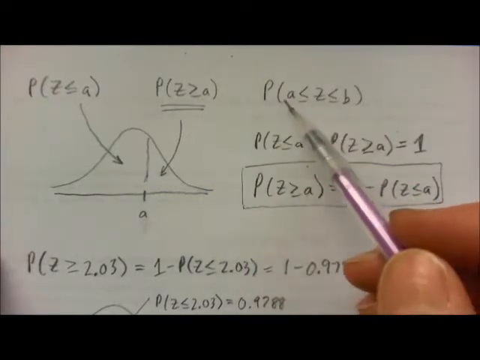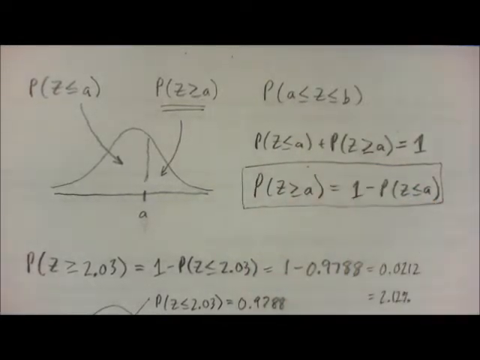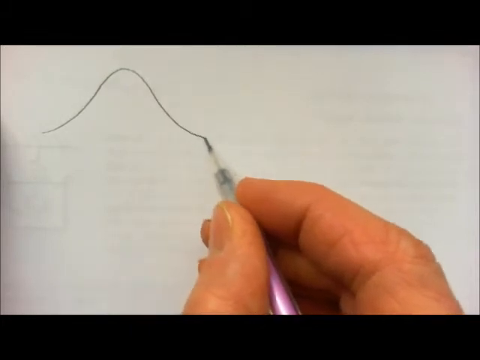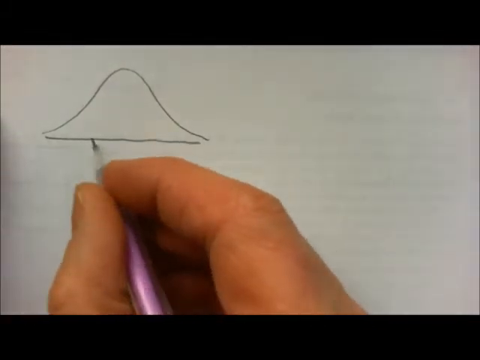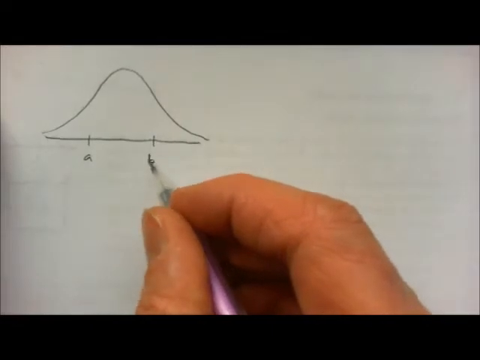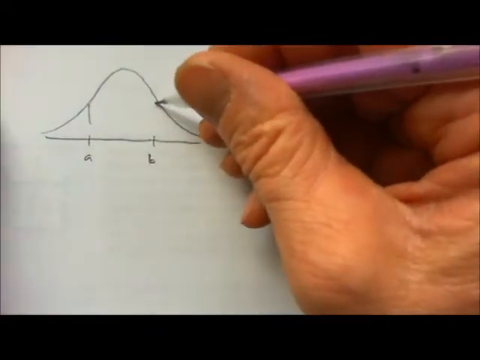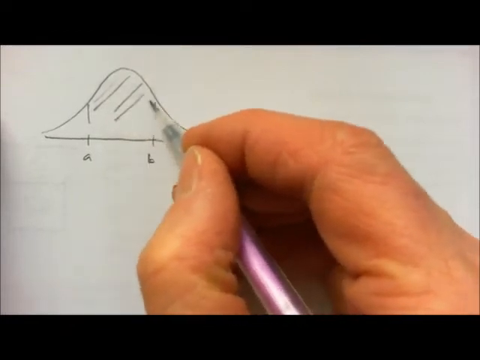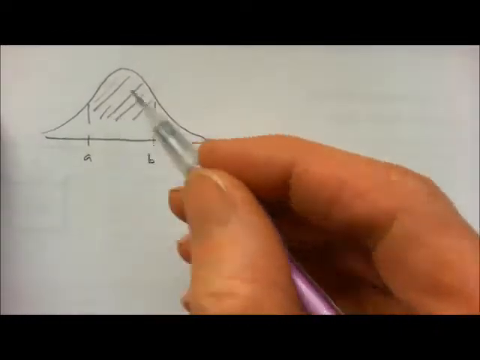So now what we have left to do is figure out how to find the probability of z being between two values. And if we think about that for a moment, let's draw a picture for that. So if we have a picture like this, and I have an A here somewhere and a B here somewhere, and I want to know the probability that z is between those two, I want this area right in here.